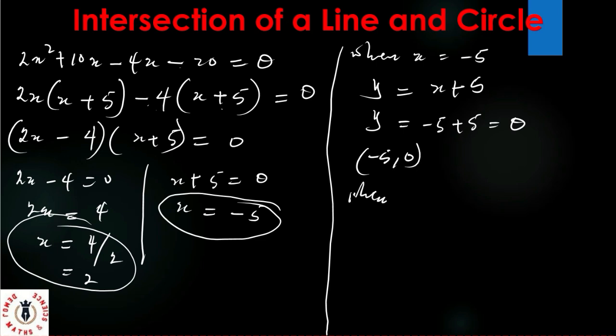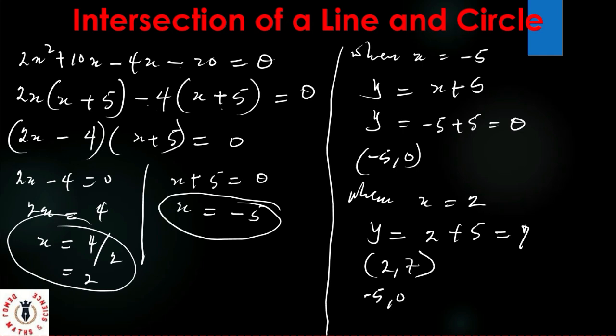Now, when x equals 2, the second point will occur at y equals 2 plus 5, which equals 7. So my second point will be at 2 and 7. So the line crosses the circle at (minus 5, 0) and (2, 7). With this, we've been able to find the points where the line intersects the circle.